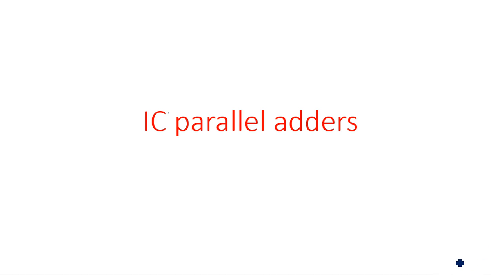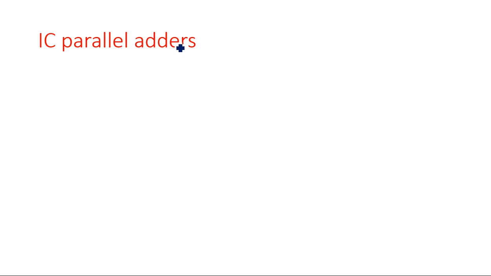Hi everyone. In this video I am going to tell you about IC parallel adders. In the previous video I explained parallel adders and parallel subtractors. Subtraction can also be done using addition only, so parallel adders are very important for both addition and subtraction. Here a parallel adder means a 4-bit parallel adder, which is an IC that can be used for multiple purposes and can be extended for more than 4 bits.